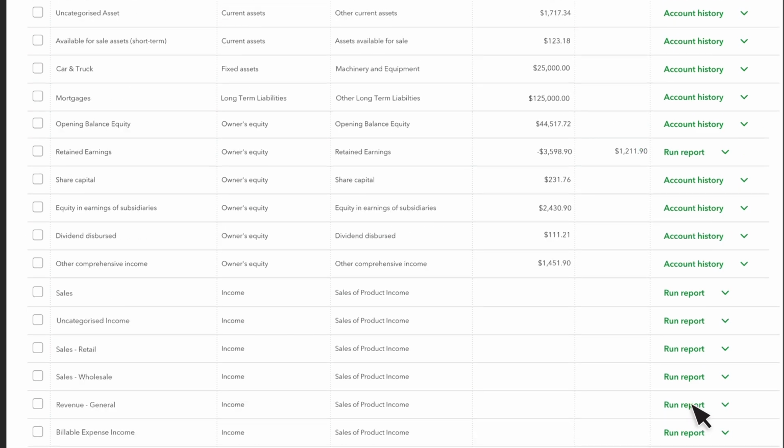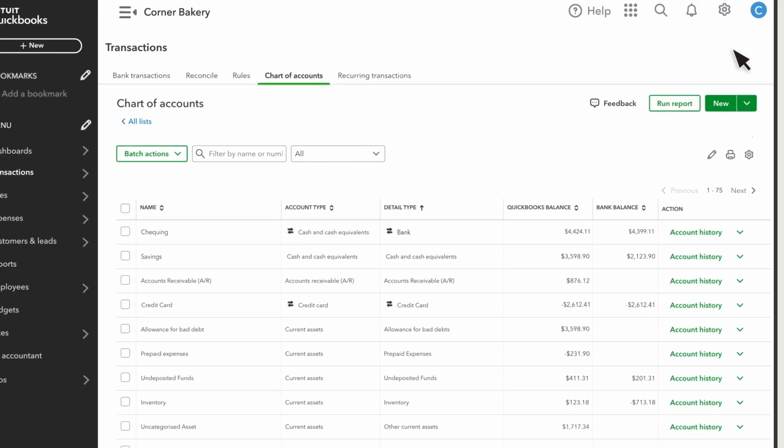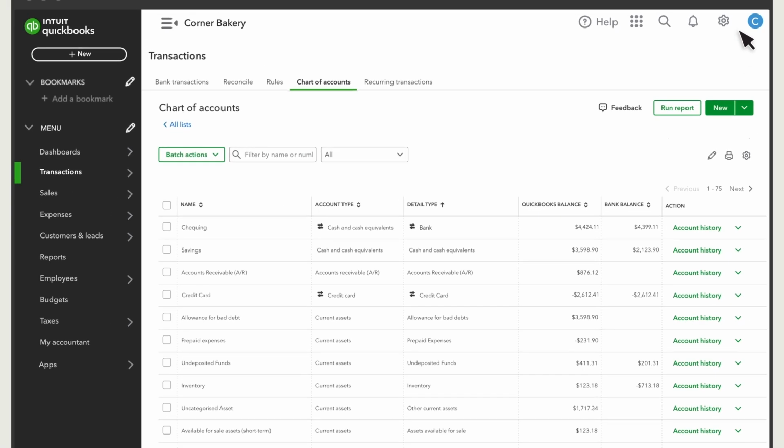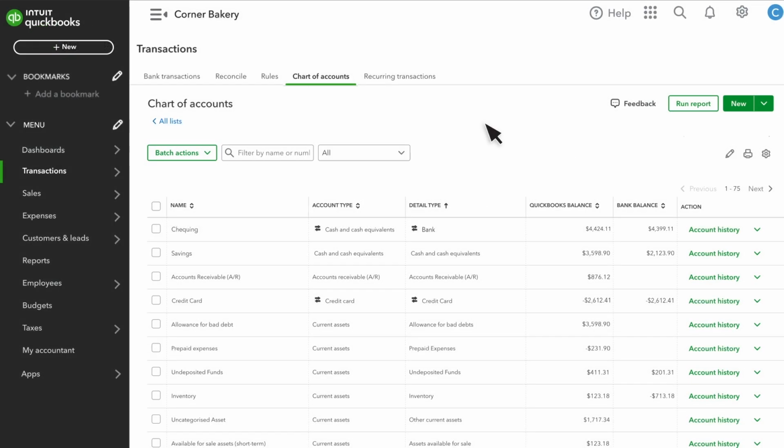QuickBooks comes with many accounts already set up for you. However, you'll probably want to add some more. When you do, you can add them here by selecting New. Your accounts don't have account numbers by default, but you can learn to turn on account numbers by checking out this video. Note that it's best to work with your accountant to decide the type of accounts that give you the best insight into your business. Now let's look at a report.